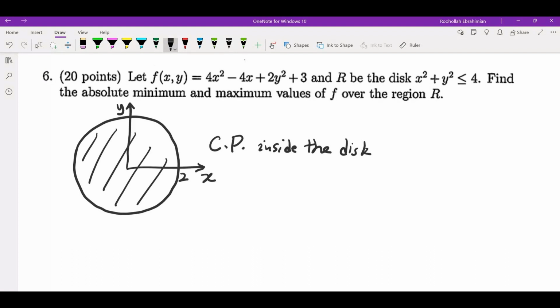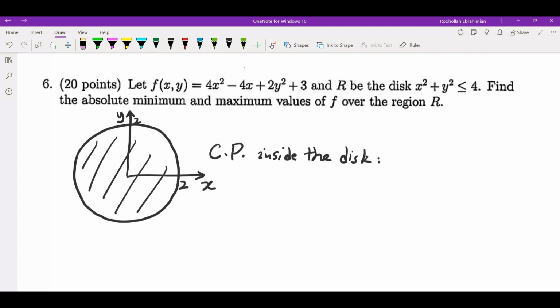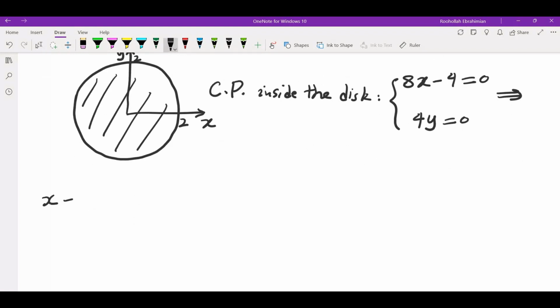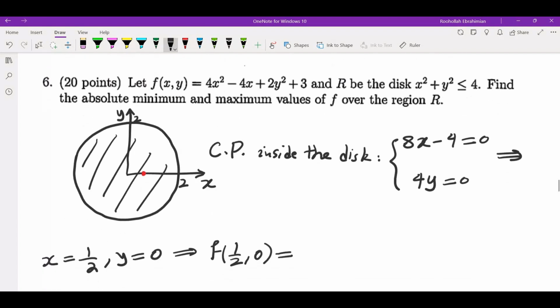This is a disk of radius 2. So we have to take the partials and set them equal to 0. So 8x minus 4 would have to be 0, and 4y would have to be 0. This tells us x is 1/2 and y is 0, which is clearly inside the disk. Now let's evaluate f of 1/2, 0. That's a potential minimum or maximum value of the function.